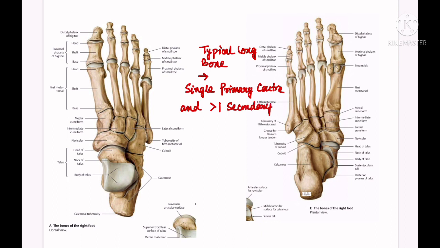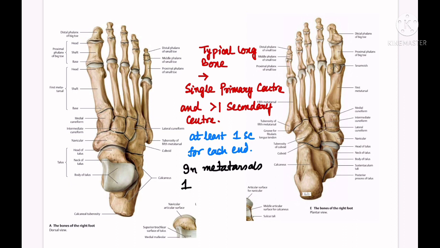Whereas in metatarsals, there is a primary center for the shaft and only a single secondary center for the head in case of second to fifth metatarsals, and a single secondary center for the base of the first metatarsal. In short, a typical long bone possesses a single primary center and more than one secondary centers, whereas in case of metatarsal there is only one primary center and one secondary center.